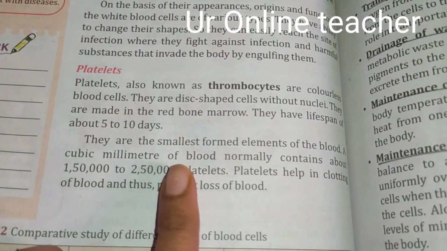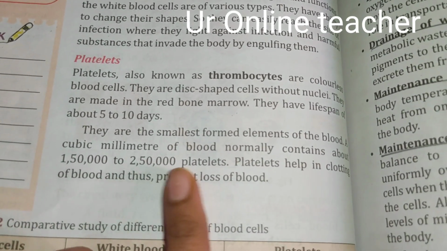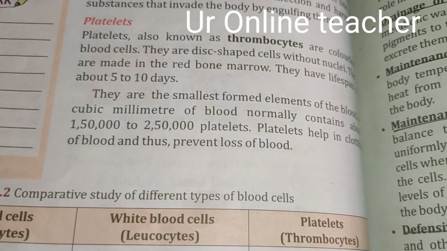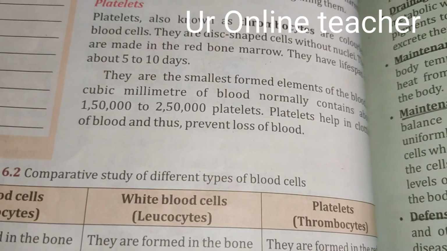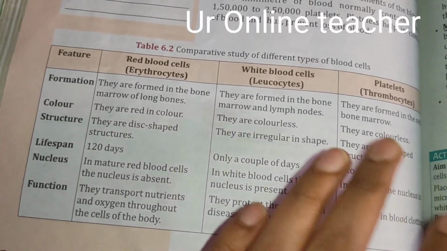That is, a cubic milliliter of blood normally contains 1,50,000 to 2,50,000 platelets. It helps in clotting of blood. So whenever an injury occurs, a clot will form so that it will prevent us from loss of blood. So they gave the difference to understand easily.